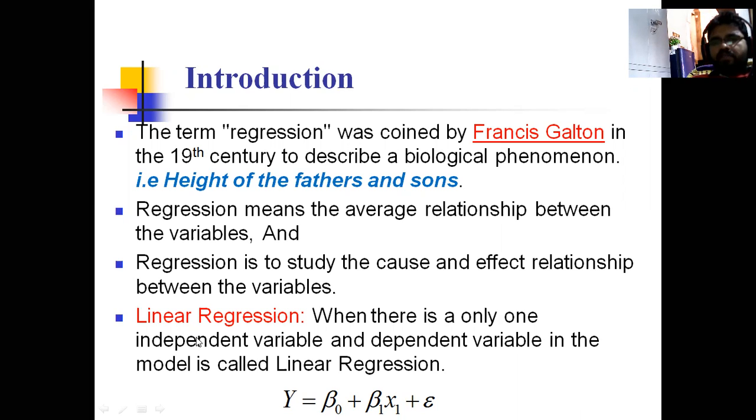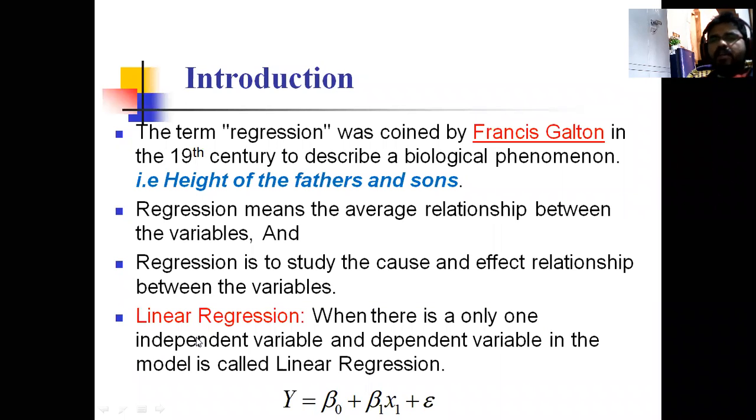So simple, we will go with linear regression. Now we will discuss only linear regression. So what is meant by simple regression or linear regression? Simply, we can say that when there is only one independent variable and one dependent variable in the model, it is called linear regression.